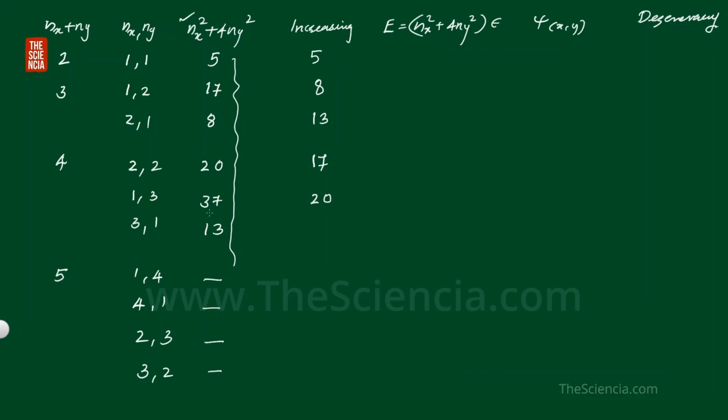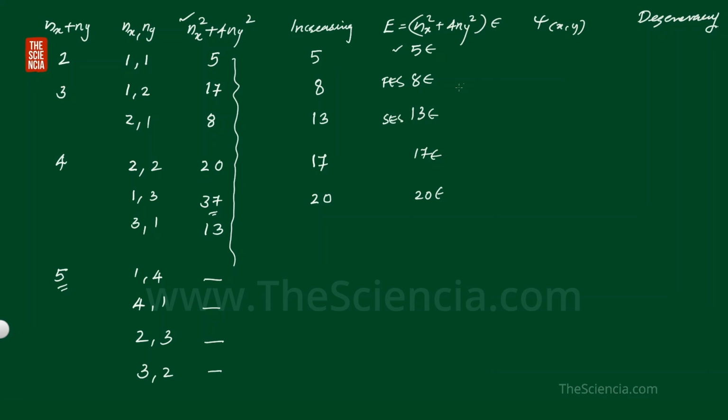And the next term is not 37, because if you find the combination of 5, you will get some other values like 25. So the next term will be that one. You have to evaluate these terms and write them here in increasing order. So the corresponding energy E is 5E, 8E, 13E, 17E and 20E. The ground state energy is this one. First excited state energy is 8E. Second excited state energy is 13E, and so on.